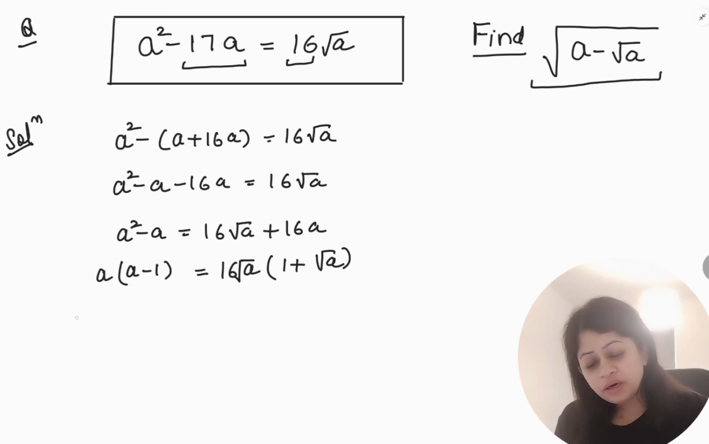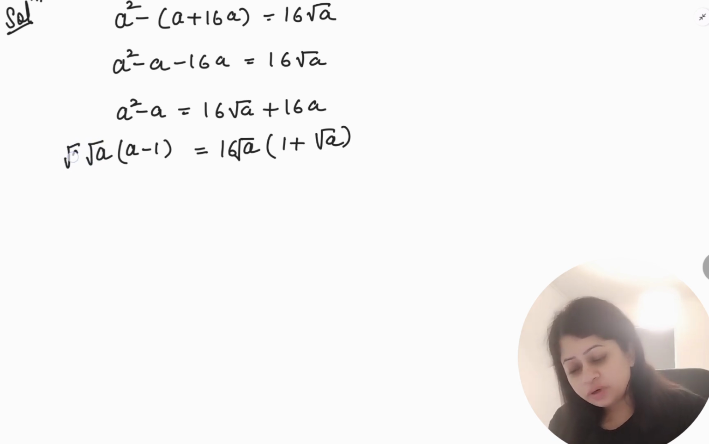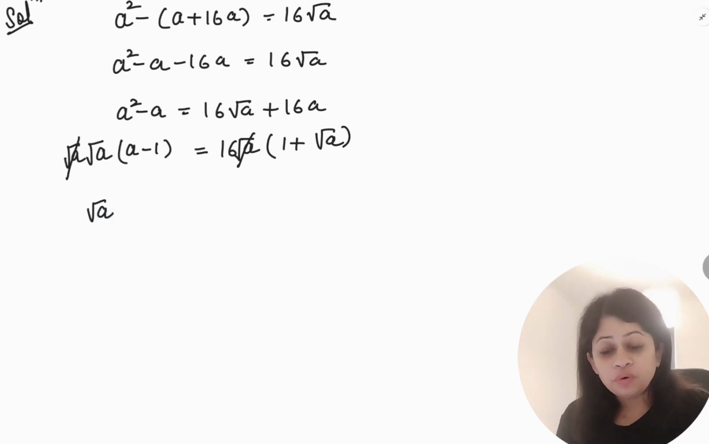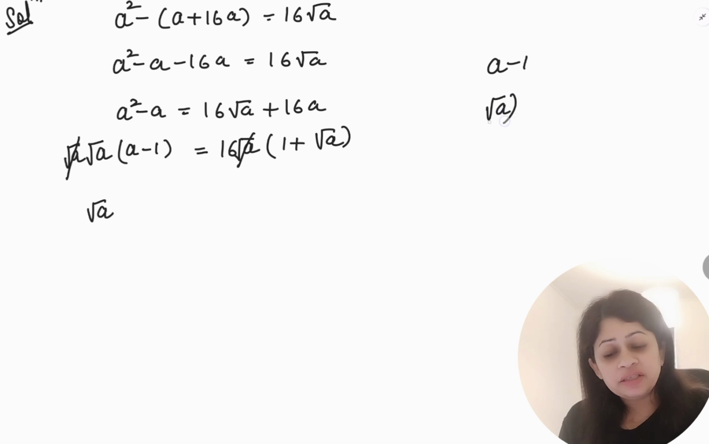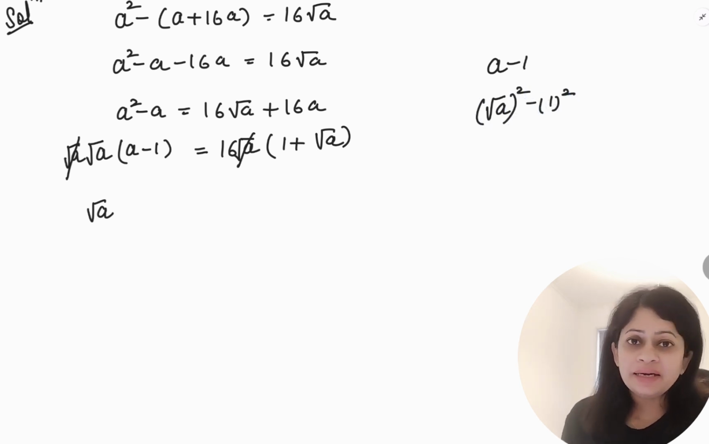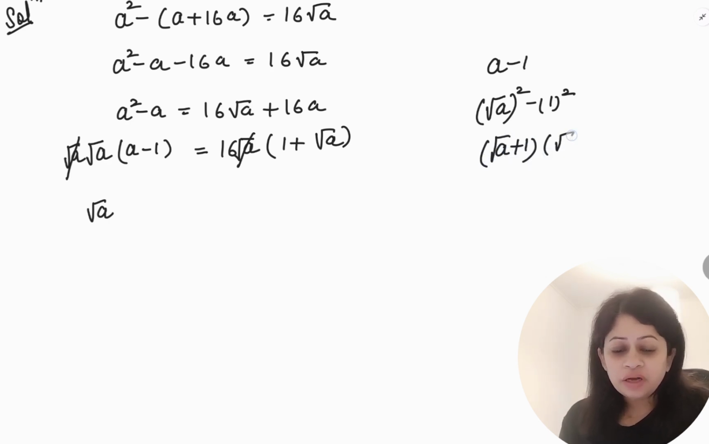What will I do here now? So I can cancel out the things. This a can be written as under root a times under root a, right? So it can cancel out with this. So we are left with under root a. Now if you know what is a minus 1, a minus 1 can be written as under root a square minus 1 square. And if you apply the identity a square minus b square, this is under root a plus 1 and under root a minus 1.